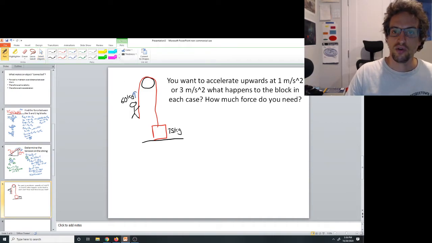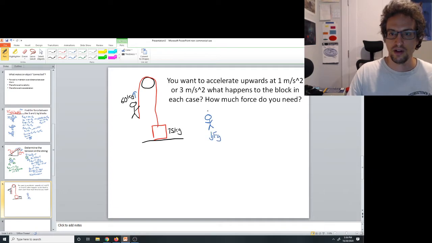So that means it's not a connected object, because the person is not staying the same distance apart. The person is moving on the string. So it's not really a connected object problem, but it's got a lot of similarities. I wanted to go ahead and address it here, just so you can see the differences. Okay, so the person, right? What forces do they have on them?